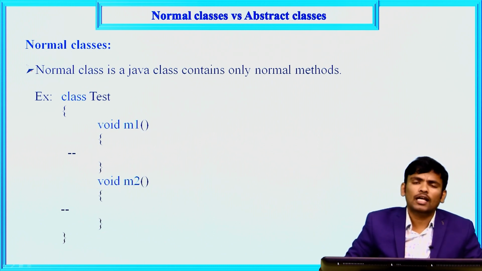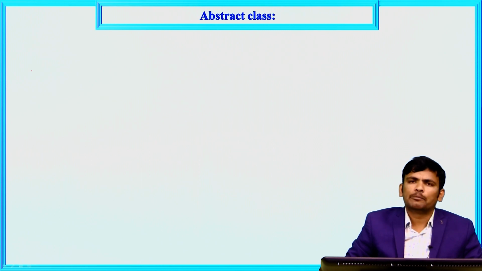A normal class is also called a concrete class or complete class. For normal classes, concrete classes and complete classes, instantiation, that is object creation, is possible. Why? Because it is a complete class. We can create an object. Now we'll see what an abstract class is.